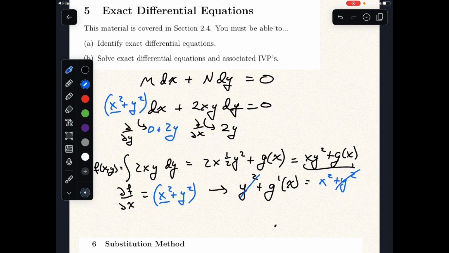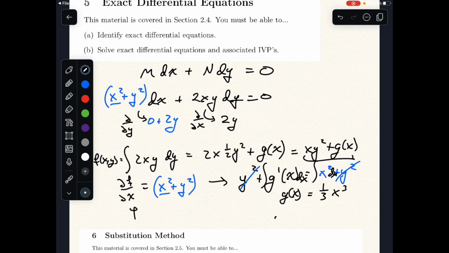This y squared and that y squared cancel out, and then you get that g prime of x is equal to x squared. And so you can integrate with respect to x, and then g of x is just going to be the integral of x squared, which is 1/3 x cubed. And so your f is equal to xy squared plus g of x, or plus 1/3 x cubed, right?